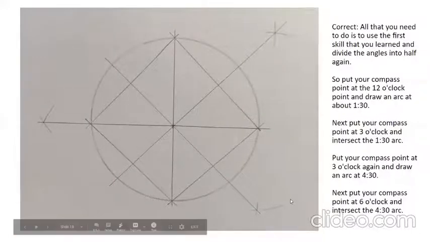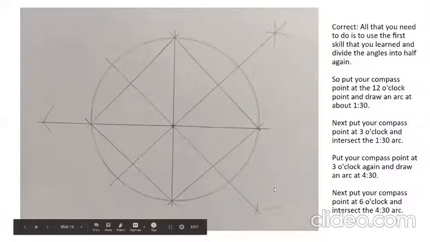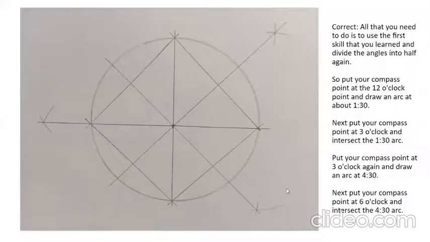Then we're doing it on the bottom again. We put the sharp point of our compass at 3 o'clock, draw an arc at about 4:30, sharp point at 6 o'clock, arc back at 4:30, intersecting the previous one. And then we draw 2 lines through the center of our circle.